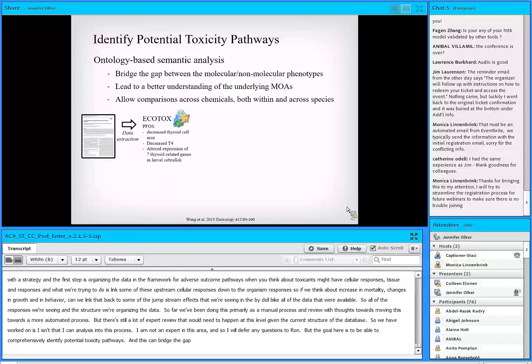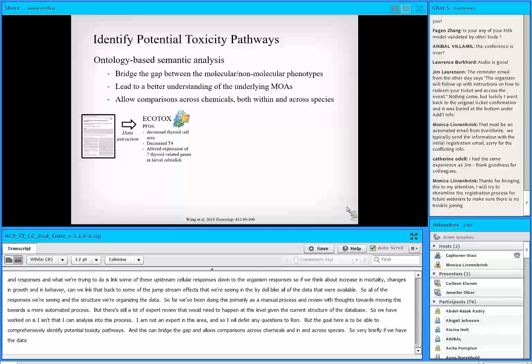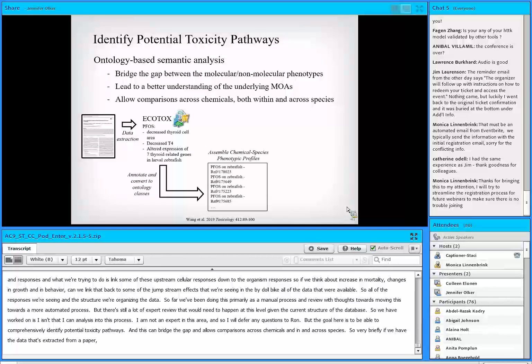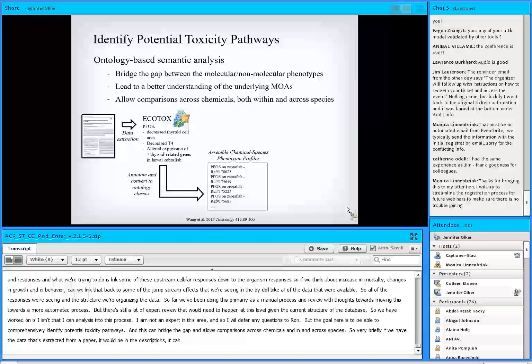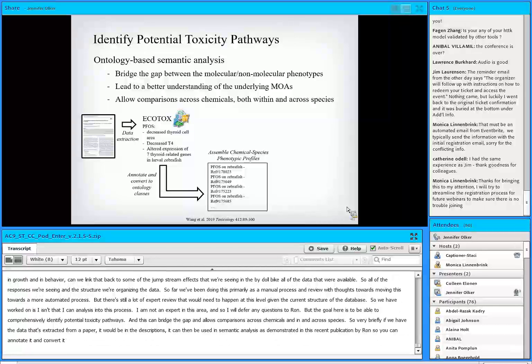So very briefly, if we have the data that's extracted from a paper and put into ECOTOX, and this would be in just some descriptions, it can then be used in ontology-based semantic analysis as demonstrated in this recent publication by Rongling, where you can annotate it and convert it to ontology classes, where for each species and chemical combination, you have a phenotypic profile.